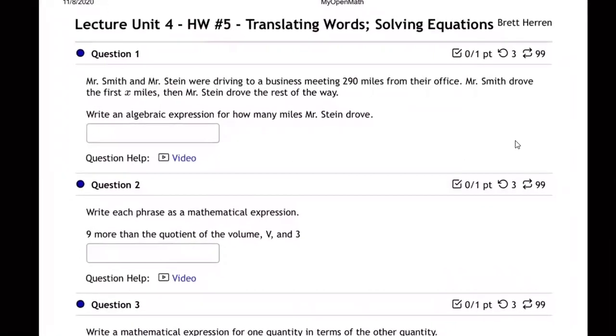Mr. Smith and Mr. Stein were driving to a business meeting 290 miles from their office. Mr. Smith drove the first X miles, then Mr. Stein drove the rest of the way. Write an algebraic expression for how many miles Mr. Stein drove. How are we going to do that?